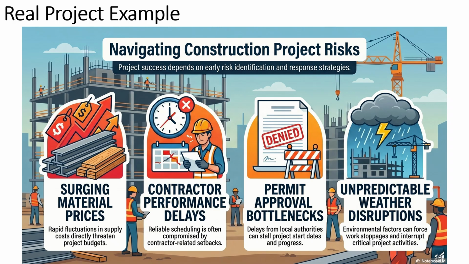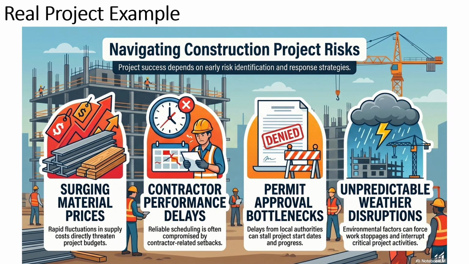And the fourth risk is unpredictable weather disruptions. Environmental conditions such as heavy rain, storms, or flooding may interrupt construction activities and create delays beyond the control of the project. Now, what is important here is not only recognizing these risks, but also seeing how different types of risks can affect the same project.